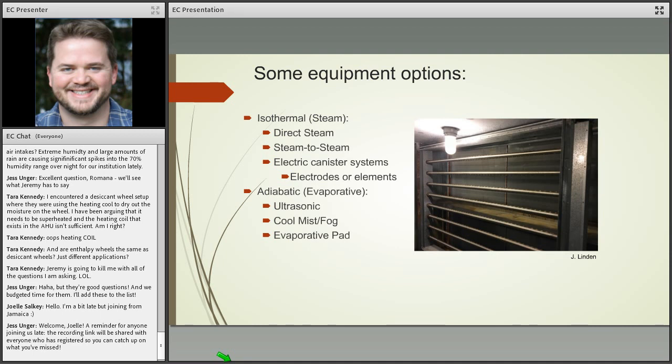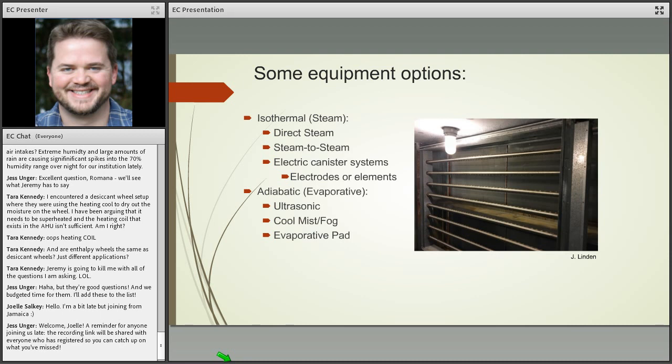And then the third option oftentimes for this isothermal technology is that we can use what are called electric canister systems, that are essentially miniature-sized hot water tanks. If you have a hot water tank in your home, you know that the element goes in through the top of the tank and is electrically charged, that causes the water inside the tank to boil, and that's what heats the water. Same basic system. There's a small tank within this particular unit. The electrical charge then boils the water, and the steam that comes off is what is used to humidify.